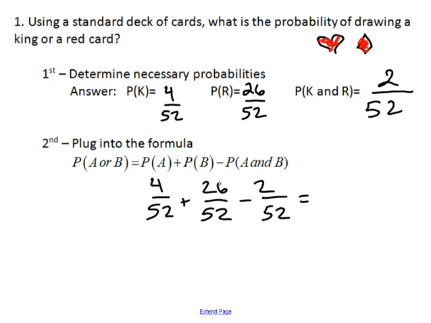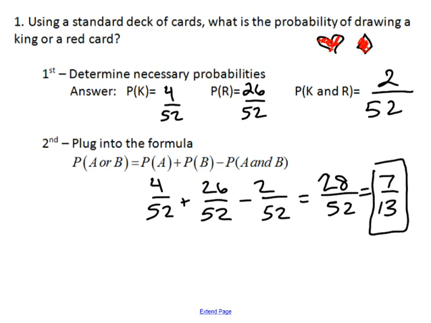Now we're just going to do 4 plus 26 is 30, minus 2 is 28 out of 52. Okay? All right, so then when we divide everything through by 4, that's going to get us 7/13.